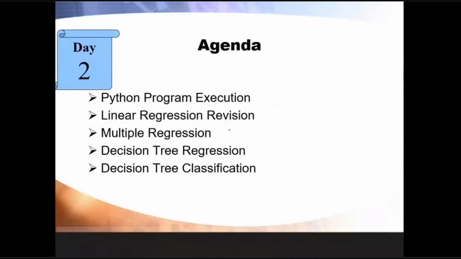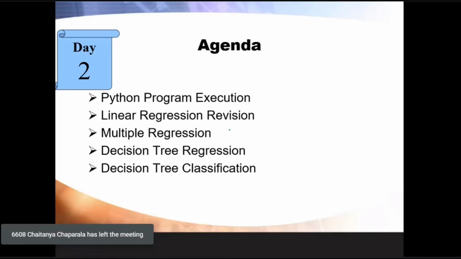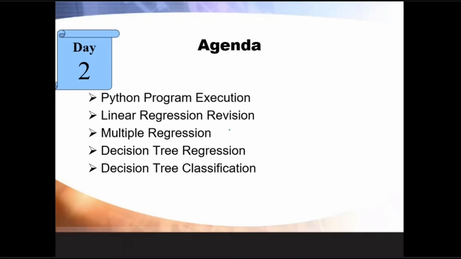So day 2. The agenda was basic Python program execution. I open a command prompt and then set the path: Scripts/activate. Then I execute my Python program, python filename.py. If I am executing Python in a console, just type python. The command prompt is displayed like triple greater than. Then you can copy and paste the command and it works.